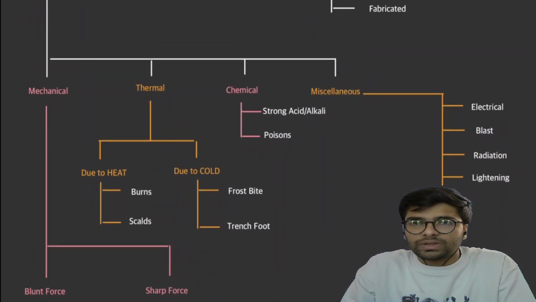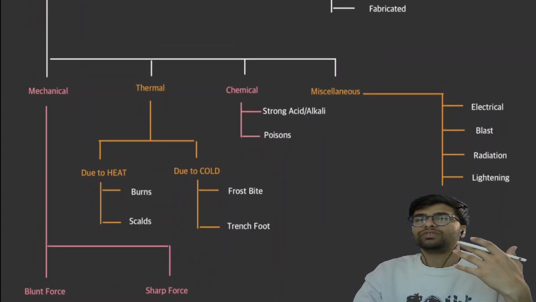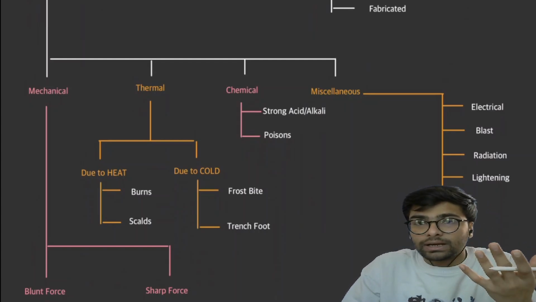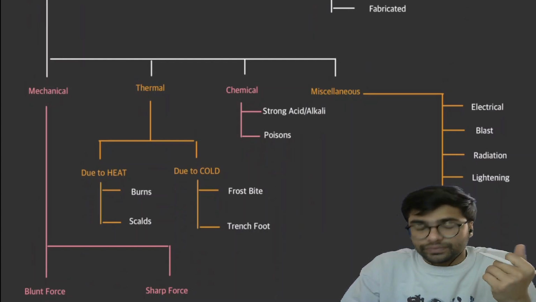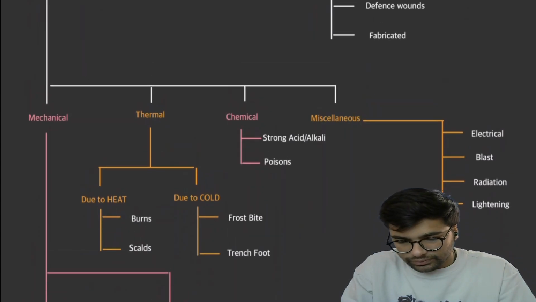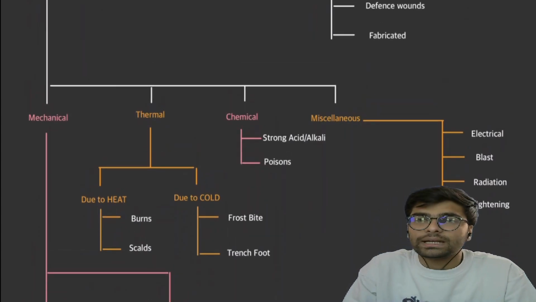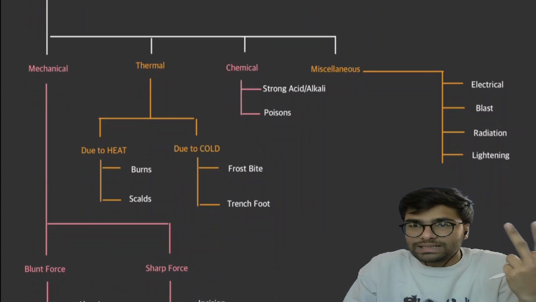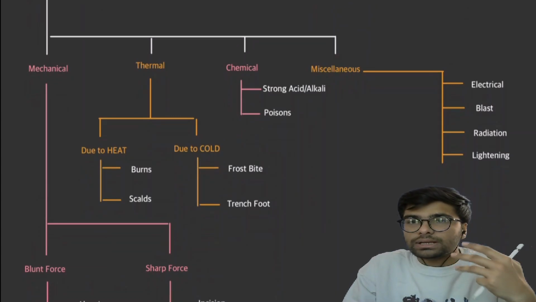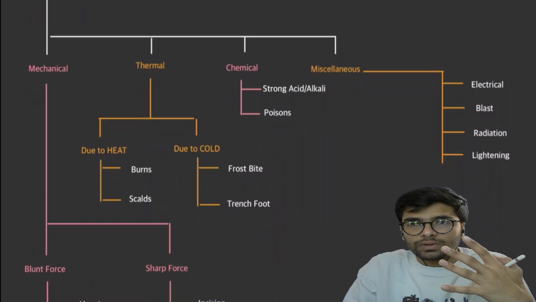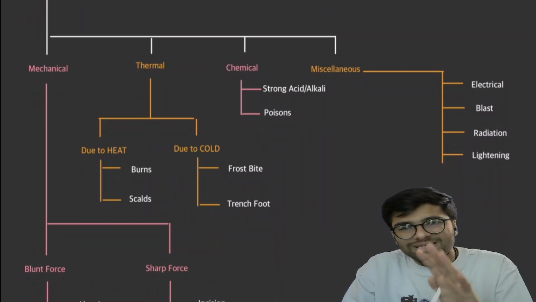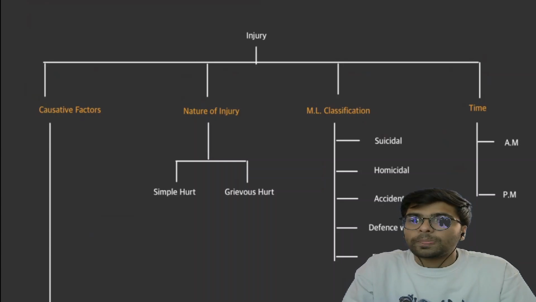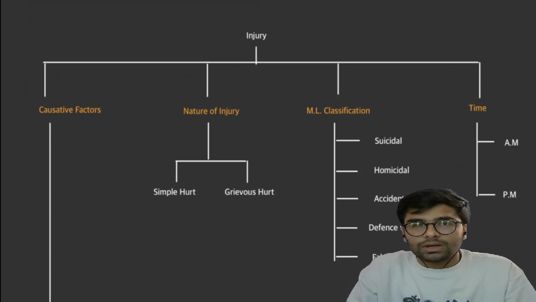The third subtype is chemical injury. It includes vitriolage. Vitriolage means acid attack. It can be alkali attack. It can be poisons. Okay. Now, miscellaneous includes electrical injury, blast injury, radiation injury, and lightning injury. So these are the four miscellaneous types. Okay, so we are done with the classification based on causative factors.